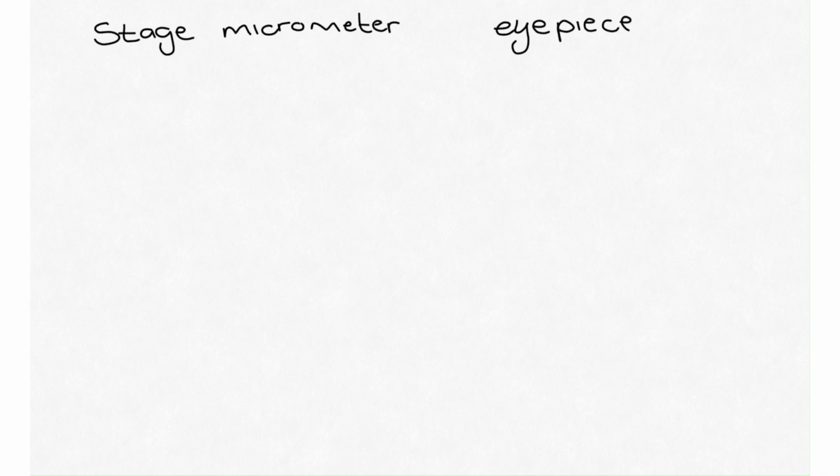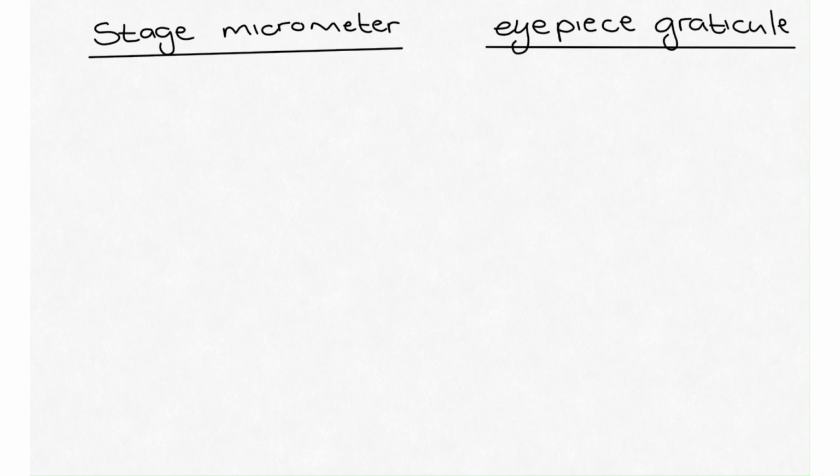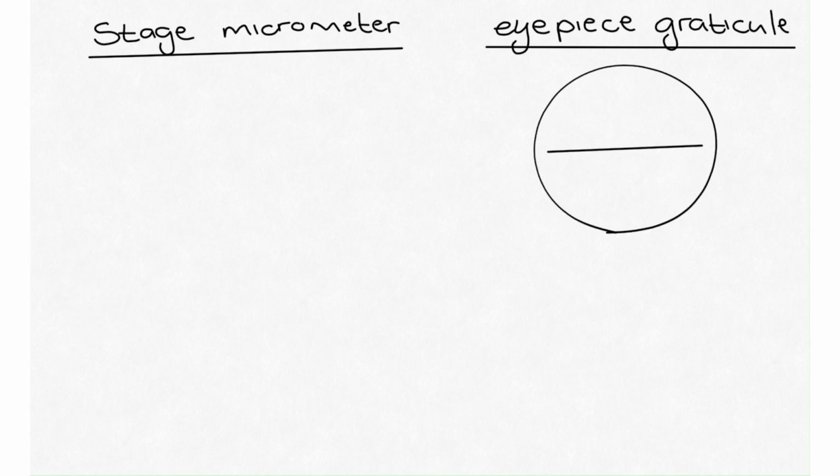The second practical component that we need to be able to do is know how to use a stage micrometer and eyepiece graticule. Now these two are used to measure the size of the specimen under the microscope, as a ruler would be too big. The eyepiece graticule is a disc placed in the eyepiece with 100 divisions. To be able to calculate the size of the divisions, we use a stage micrometer.